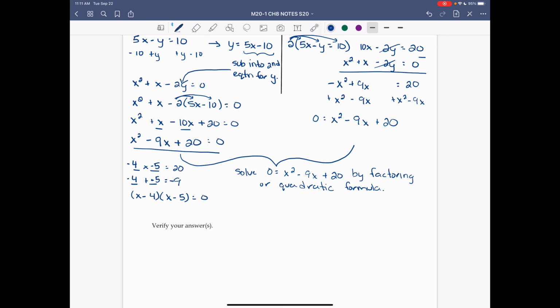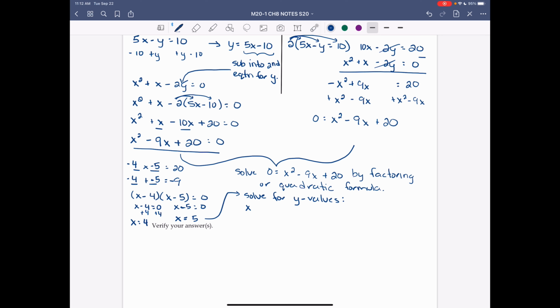So if I solve x minus 4 equals 0, I have to add 4 to both sides. I get x equals 4. Same thing for x minus 5 equals 0. I have to add 5 to both sides. So I get x equals 5. Those are my x values. Now, what I want to do with those are find the y values for each of those x values.